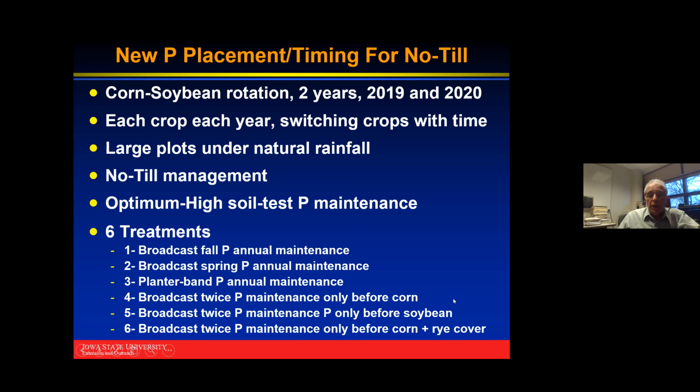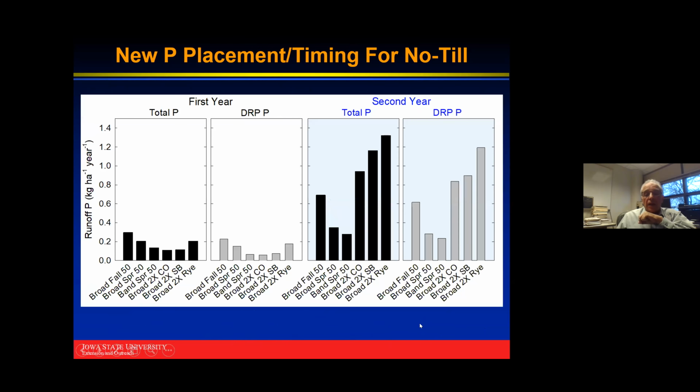I really wanted to do this given what's happening with P losses and soil losses on soybean residue. And then we have a rye cover crop, which is the broadcast twice P maintenance only before the rye cover crop. And honestly, I finished working on this graph about 1 hour ago. So we have here the first year. Remember that here we have timing, so the comparison of the results for the first year and the second year is complicated. I tried to explain all this here.